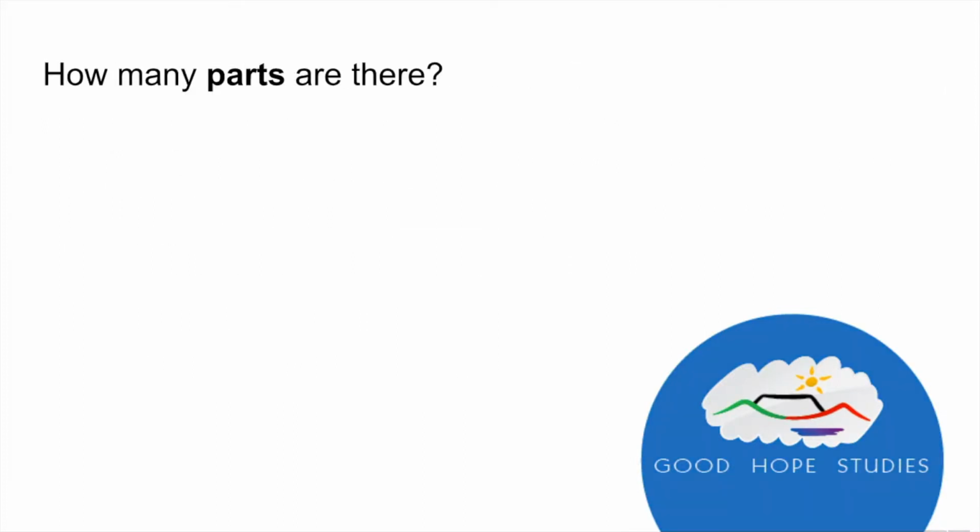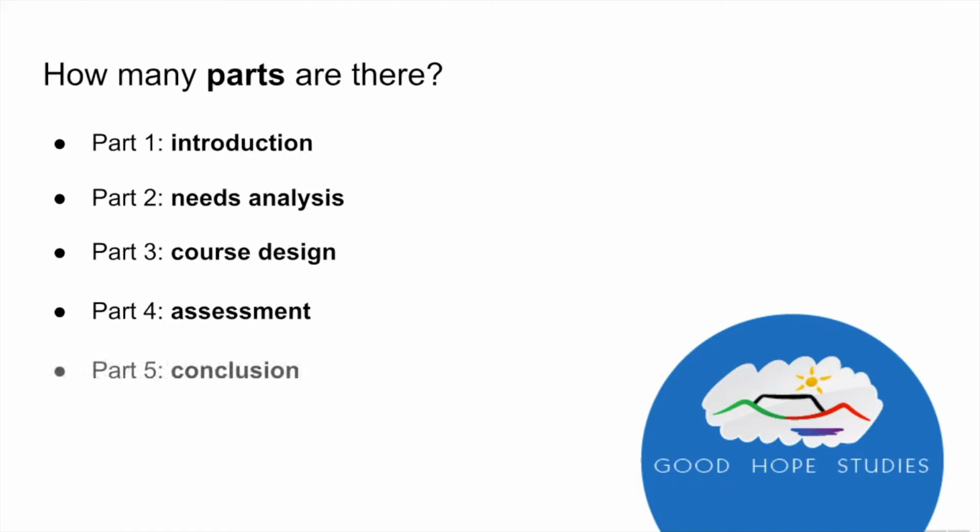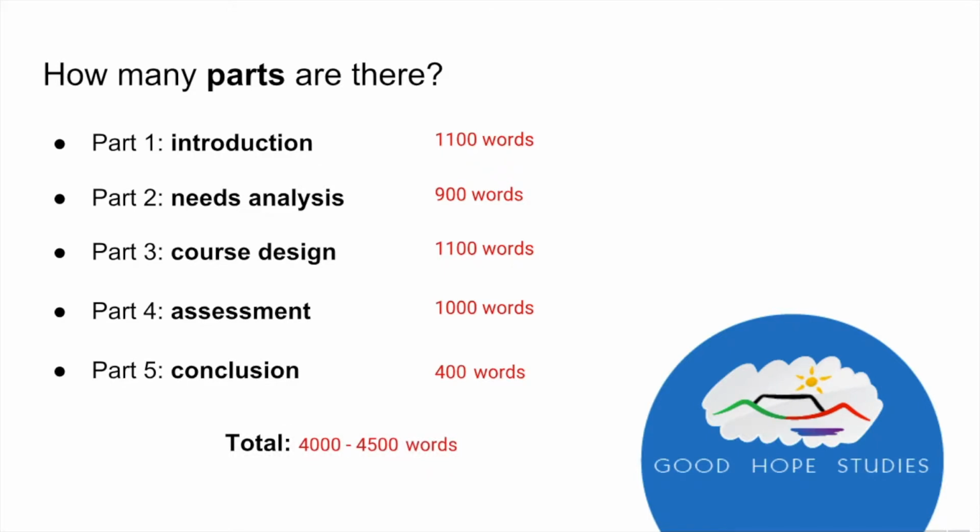So how many parts are there? See that there's 5 parts, and here are the word counts for each of the sections. So you need to stick to these word counts quite strictly. Assignments that are over 4,600 words or under 3,900 words won't be marked. You can be 10% over or under the word count for each of these sections.